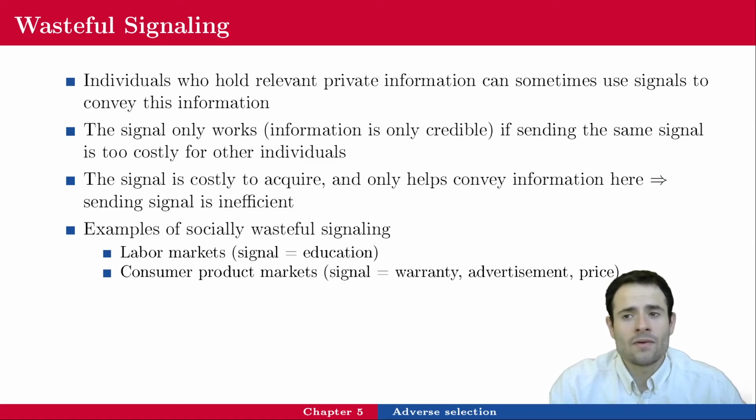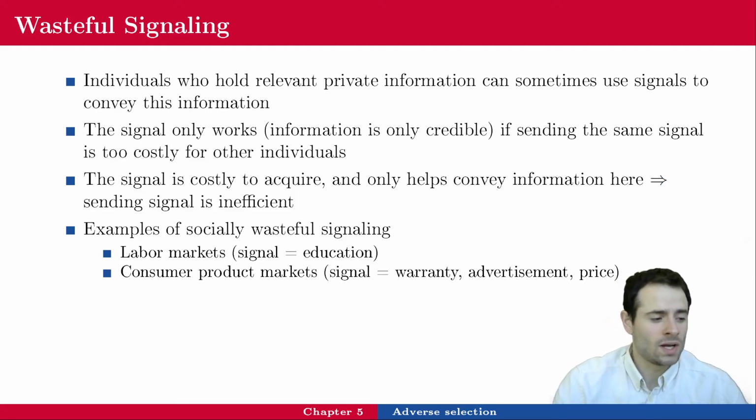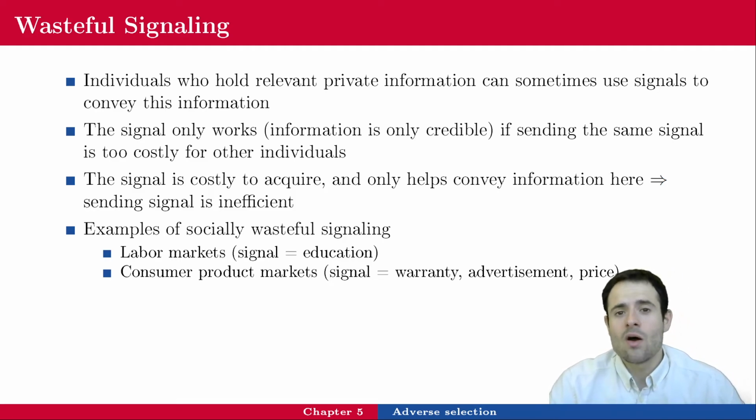And the third form of advertising is called advertising as a signal. It is a way for firms to show, to kind of prove, signal the quality of their products by literally wasting money in advertising. Why do I say wasting in this case?